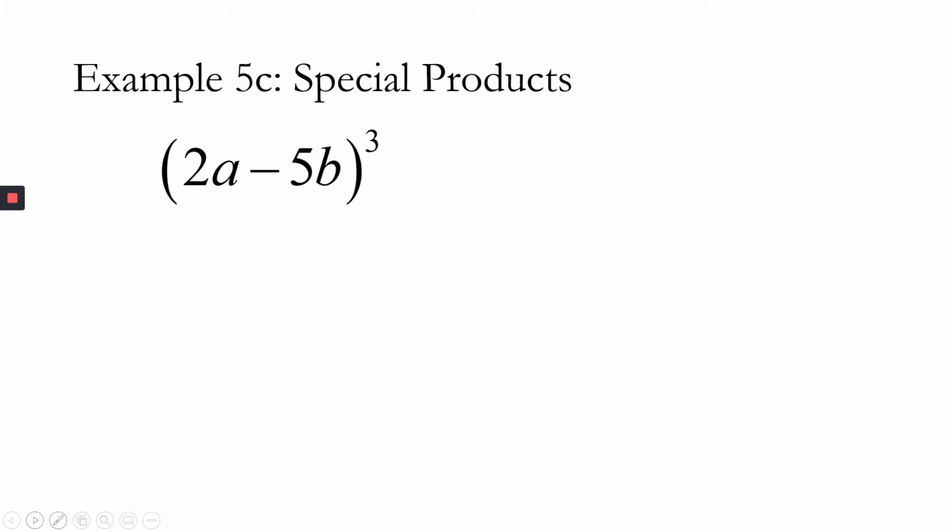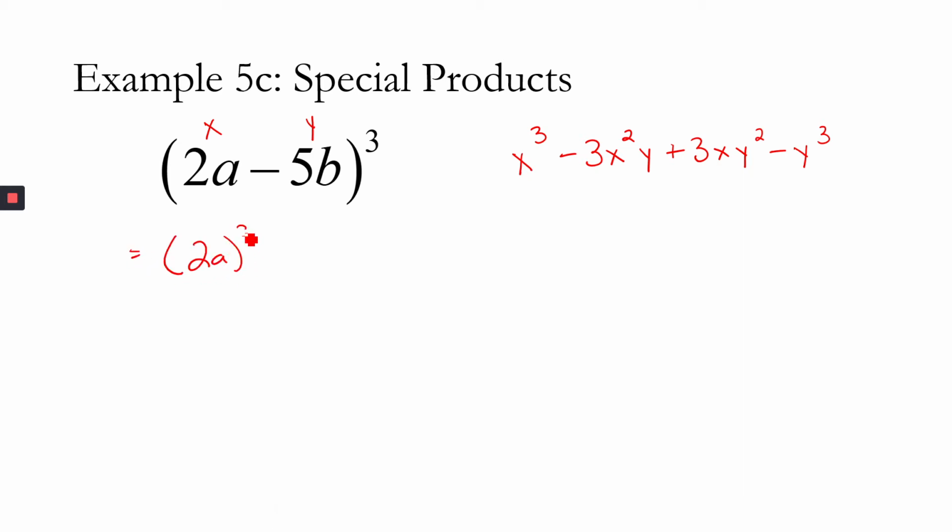All right, next, special products. This is the last one on the chart. So the shortcut looks like this. And again, this is my x piece, this is my y piece. So the first thing we're going to take is 2a to the 3rd. That's that piece right there.